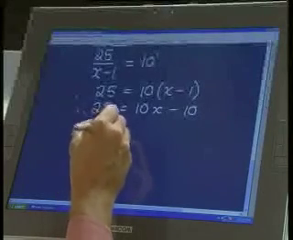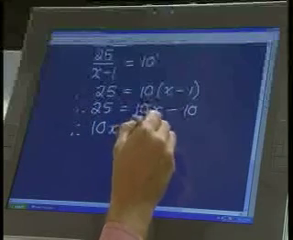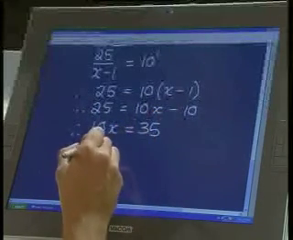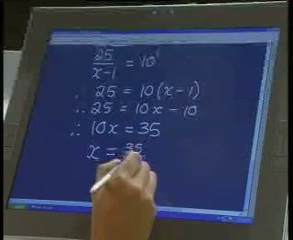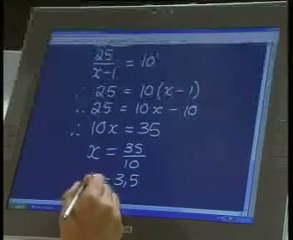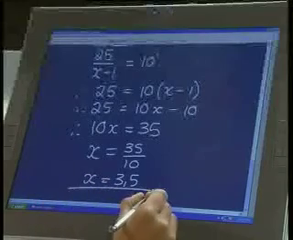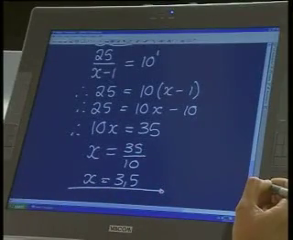Okay, so I'm ending up with 10x, which is equal to 25 plus that 10 is 35. And x will be 35 divided by 10. Happy? x is equal to 35 over 10. Brilliant. There we go. So x is 3,5 at the end of the day. You with me? Oh, yes.